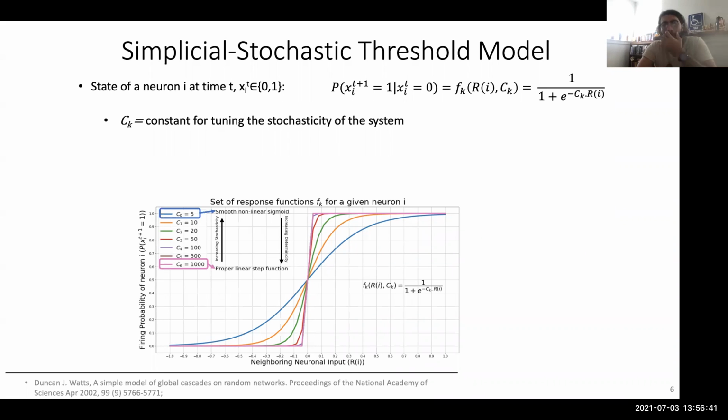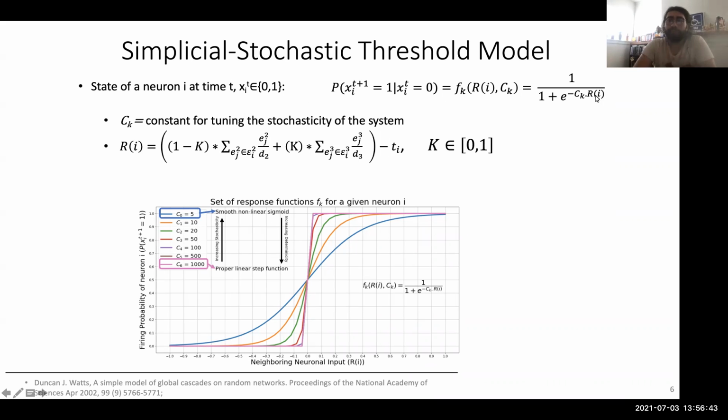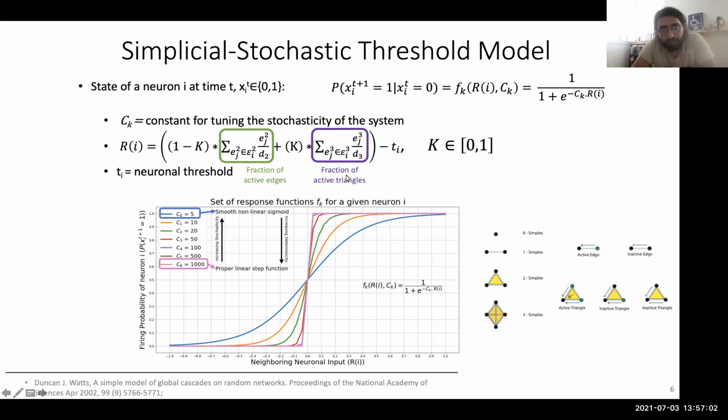The second term in the formula here is the neighboring neuronal input, minus an intrinsic neuronal threshold. The first term here is the fraction of active edges. The second term is the fraction of active triangles. What I mean by an active triangle is, if you're part of a triangle and both of your neighbors are active, then you are part of an active triangle. Every other case is just going to be an inactive triangle.